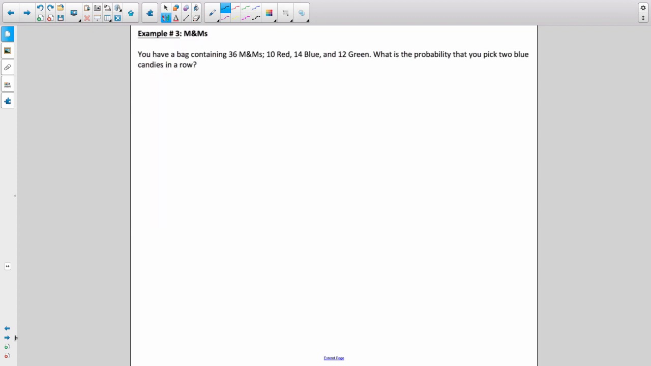Okay, two more examples. Let's do M&Ms. You have a bag of 36 M&Ms, and there's 10 reds, 14 blues, and 12 greens. What's the probability that you pick 2 blues in a row? It looks kind of weird, but you can think of it as probability of blue given blue. And if we want to use our formula, that's the probability of blue and blue all over probability of blue.